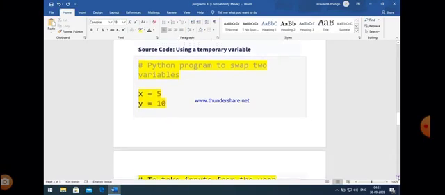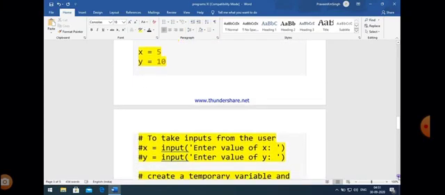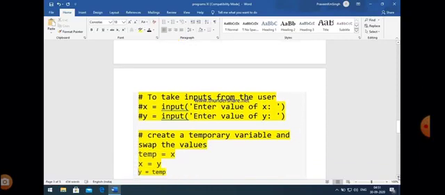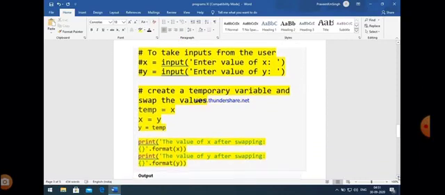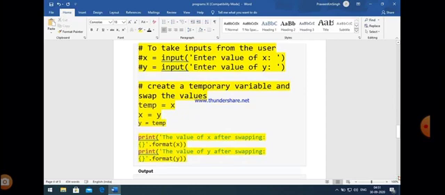So that is the program to swap two variables. Here the two variables are x and y. So we take x equal to 5 and y is equal to 10 here. Or you can take user input also. I think you must take user input here.